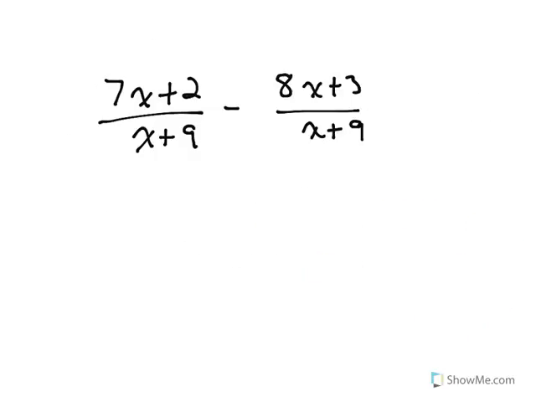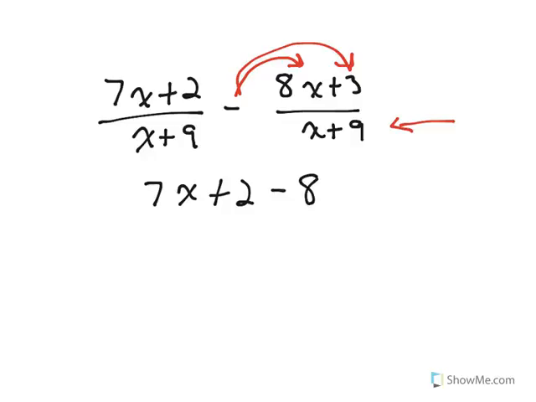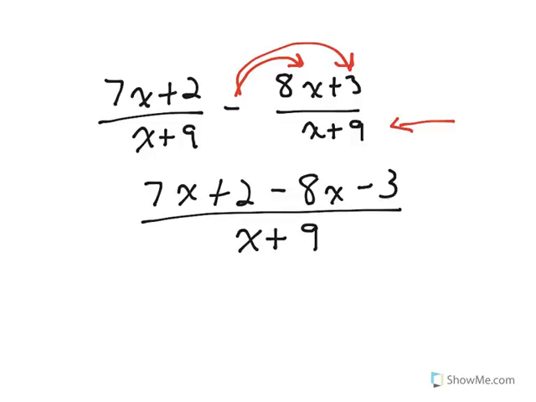Another example, this time with subtraction. Again, notice we have a common denominator, so we can go ahead and subtract the numerator, but make sure you subtract every term that follows. And this will give us 7x plus 2 minus 8x minus 3, all over the common denominator of x plus 9. Now we need to collect like terms in the numerator.